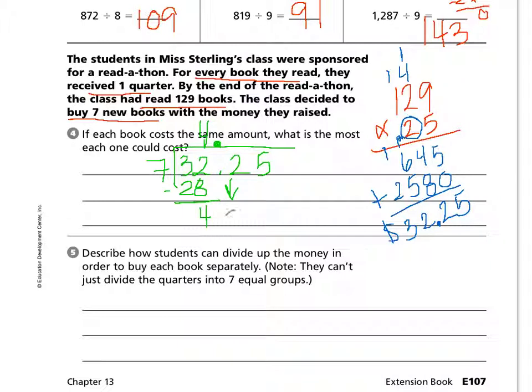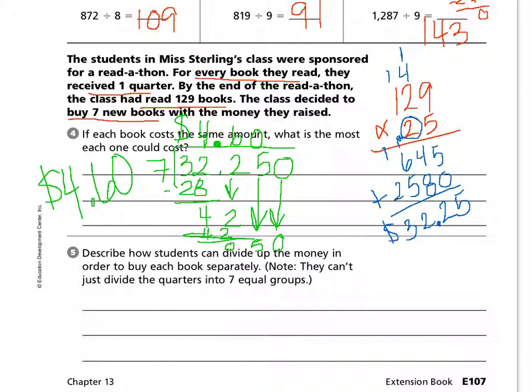I bring down the 2. 7 goes into 42 6 times. I have 42. Subtract, and I get 0. Bring down the 5. And I know 7 goes into 5 0 times. So then I'd have to bring down another 0. 7 goes into 50. And I know that that would go in 7 times. But remember, you're talking about money, so $4.60 would be the most that you could spend on each book.